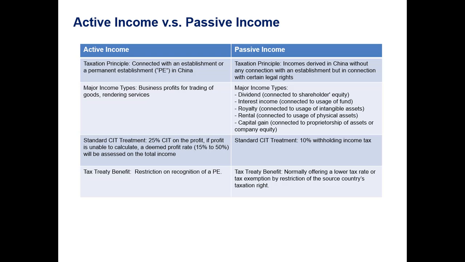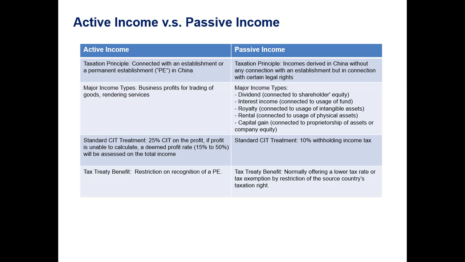So to give you a whole picture of the China tax administration system on non-resident enterprises, I will first let you distinguish the kinds of income. First is active income, and the second is passive income. What is active income? Basically, we call it business profit. It's generated from active business activities, for example, trading of goods or rendering of services. In today's webinar, we are talking about the service income generated from China.